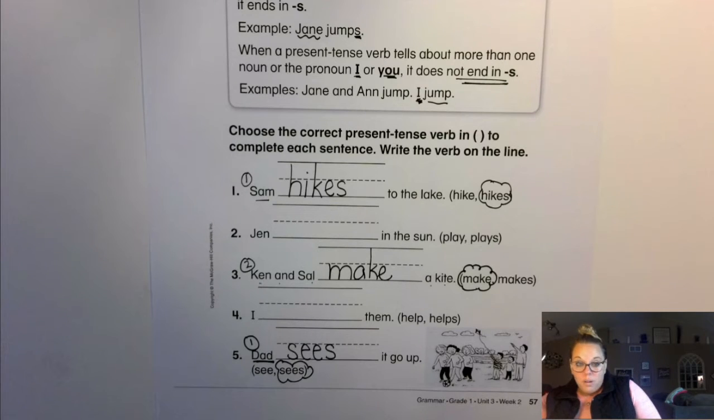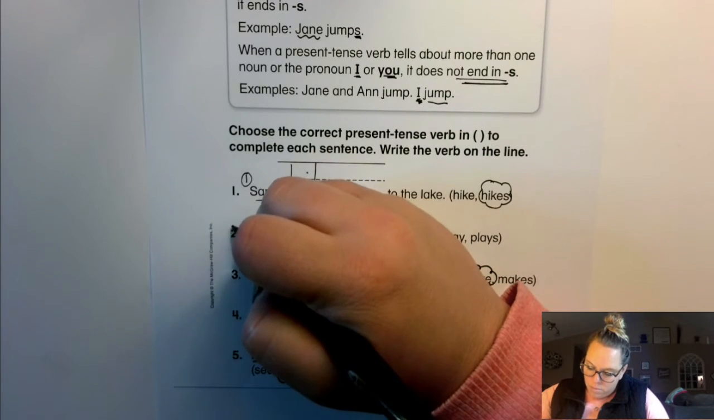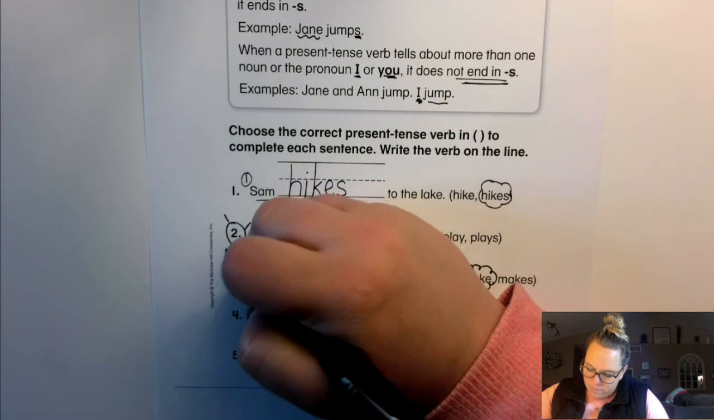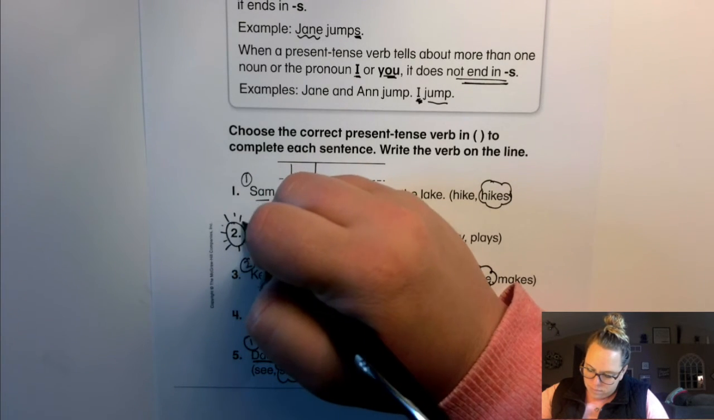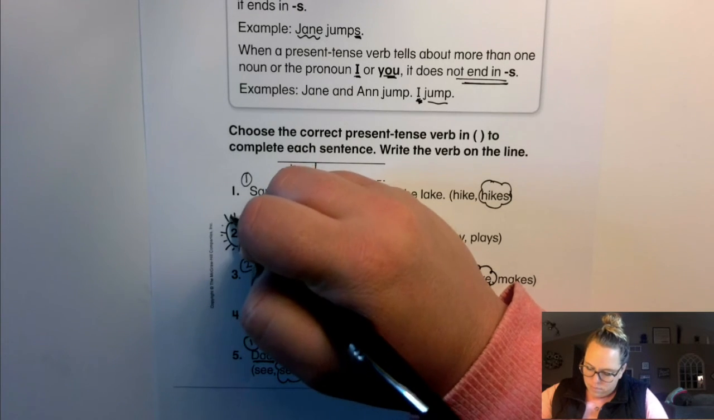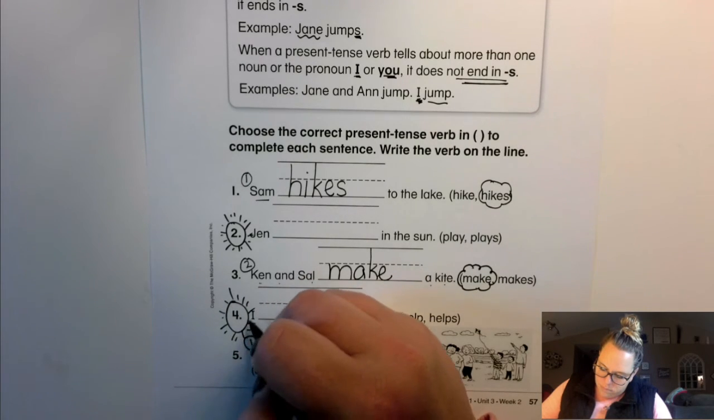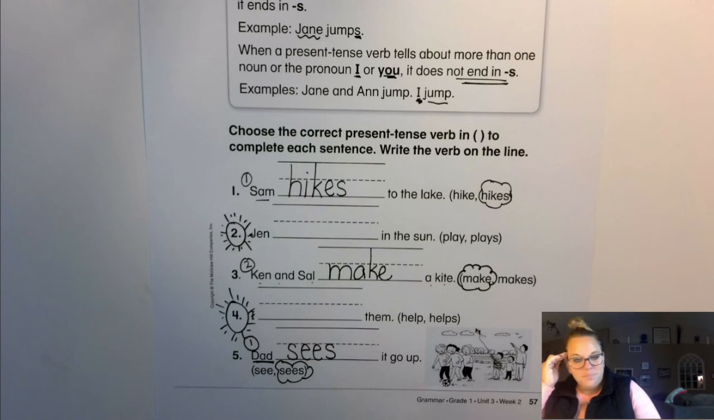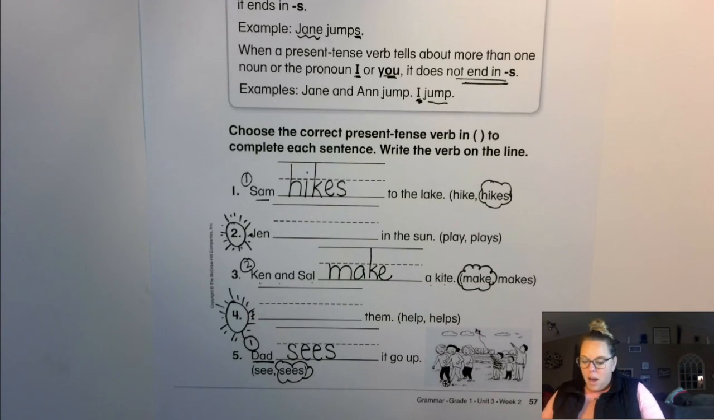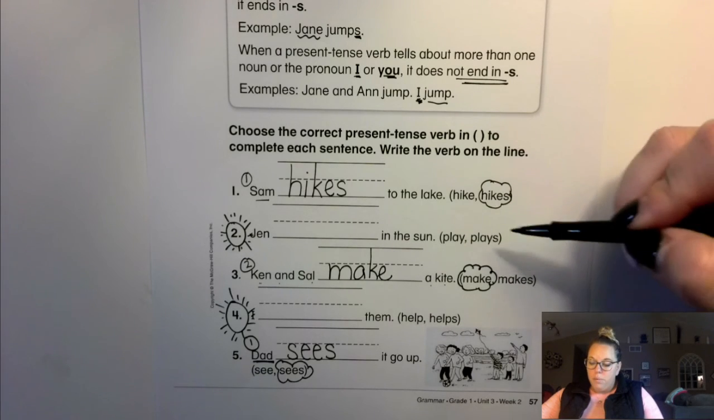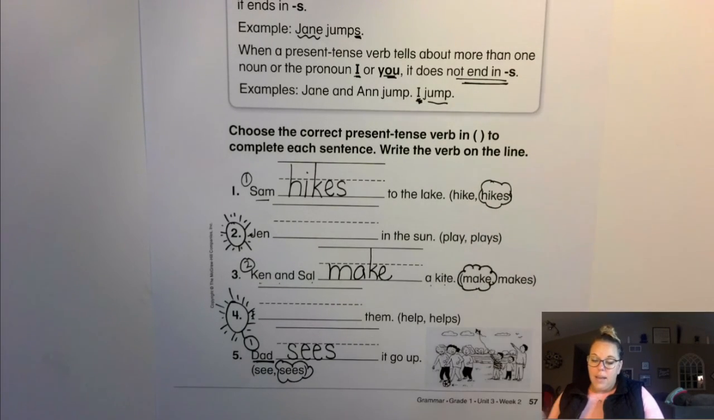You are responsible for doing number 2. Put a sun around it. And number 4. Put a sun around that one too. Okay? All right, so you're responsible for 2 and 4. You're going to put a cloud around the correct verb and write it in this space. When you are done with that, I would like you to go ahead and make sure that it's back in your Tuesday folder.